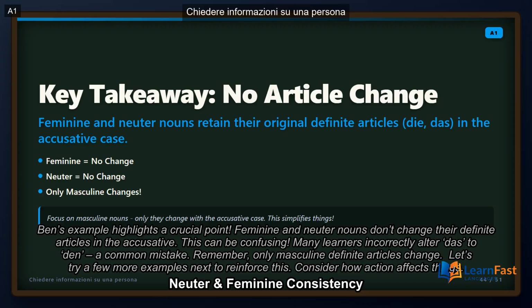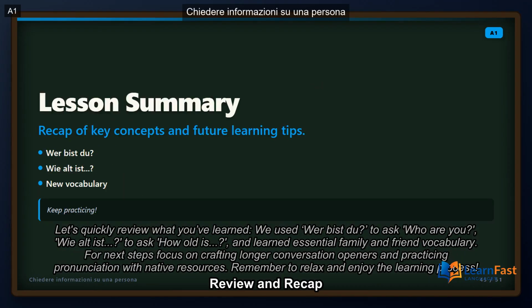Consider how action affects things. Let's quickly review what you've learned. We used "Wer bist du?" to ask who are you? "Wie alt bist du?" is to ask how old are you, and we learned essential family and friend vocabulary. For next steps, focus on crafting longer conversation openers and practicing pronunciation with native resources. Remember to relax and enjoy the learning process.